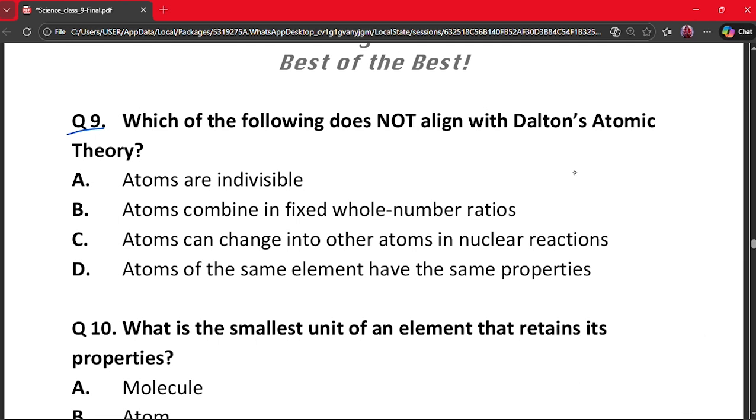Atoms of the same element have the same properties. Here the correct answer is option C, because Dalton's theory assumed atoms are indivisible and cannot change into other atoms. However, nuclear reactions show atoms can change into other elements. Hence, that statement does not align with Dalton's theory.